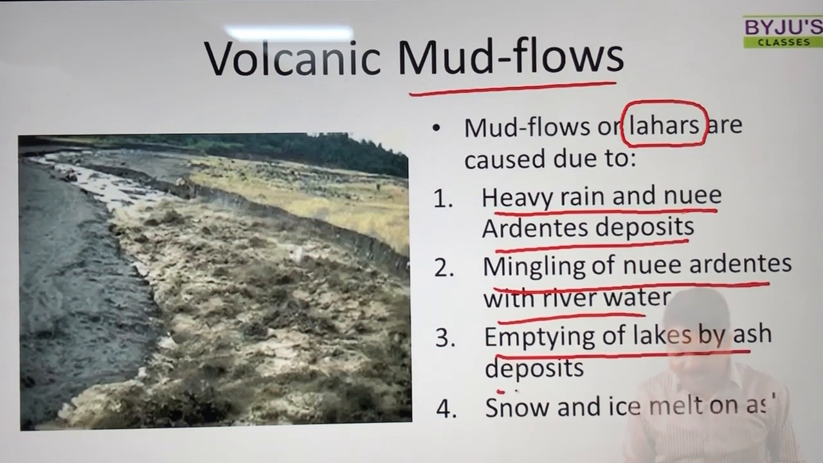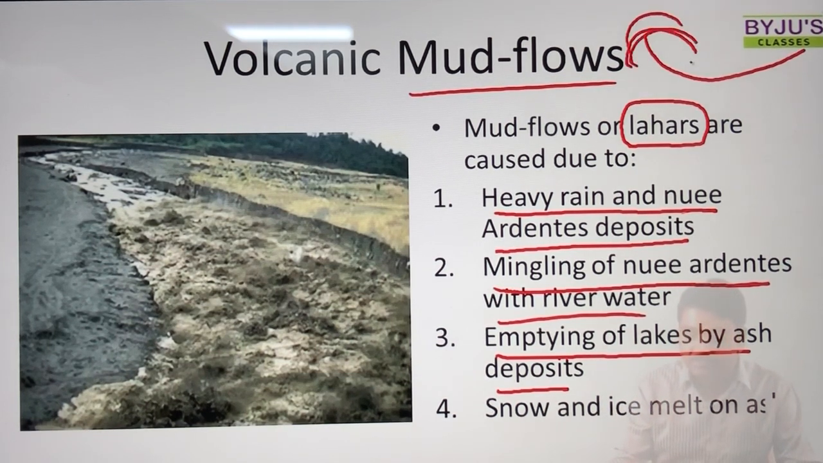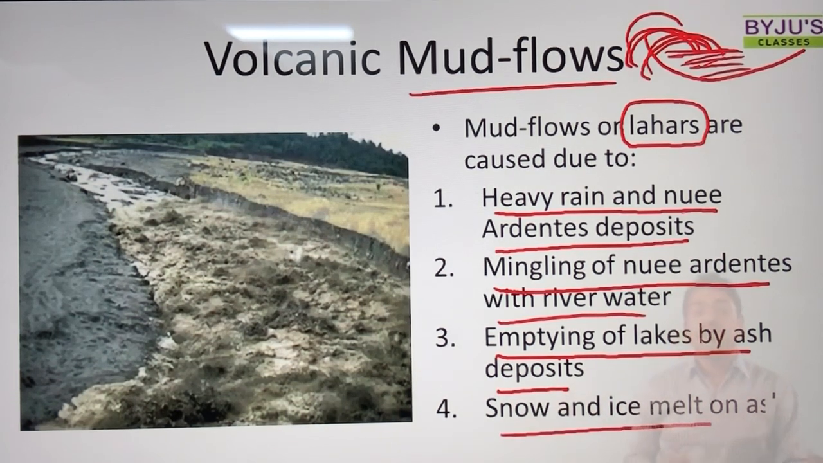Emptying of lakes by ash deposits. If there was a lake and you had a caldera or crater, and suddenly the ash flow happened, the ash mixing and water pouring out, the entire lake is filled with ash. So the water which is coming up looks like mud flows. Snow and ice melt on ash: in places like Iceland, if ash is coming up and you have snow and ice melting, it mixes with ash and forms mud flows.